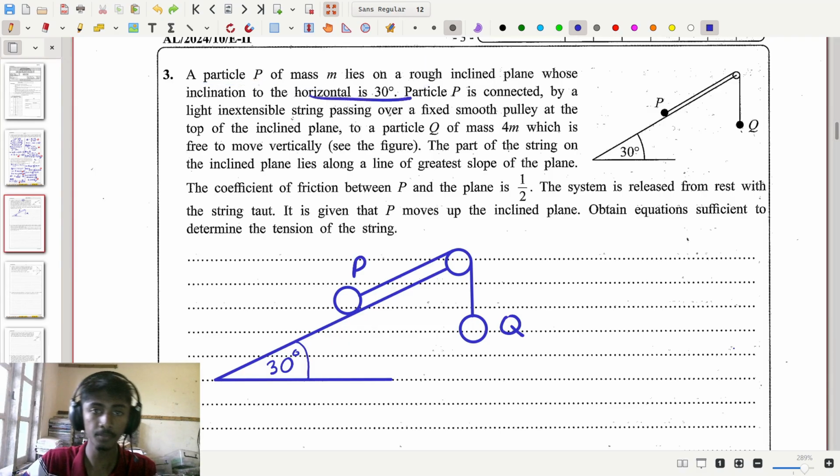is 30 degrees. The particle P is connected by a light inextensible string that passes over a fixed smooth pulley at the top of the inclined plane to another particle Q of mass 4m, which is itself free to move vertically as shown in the figure.